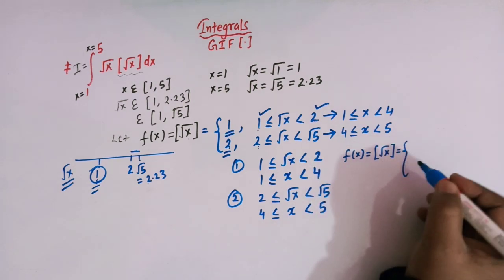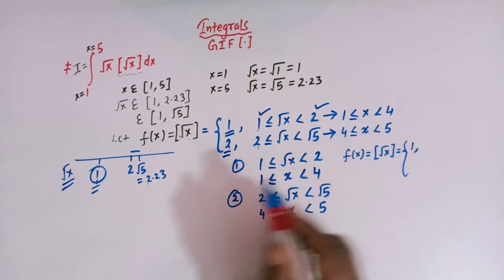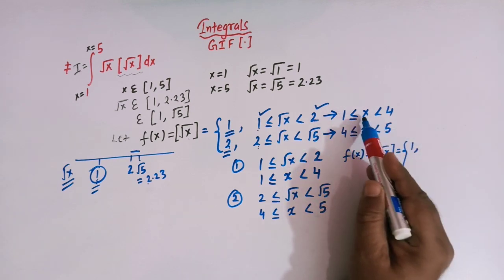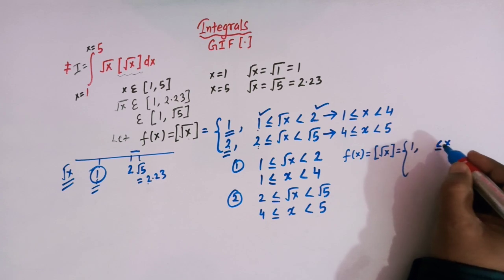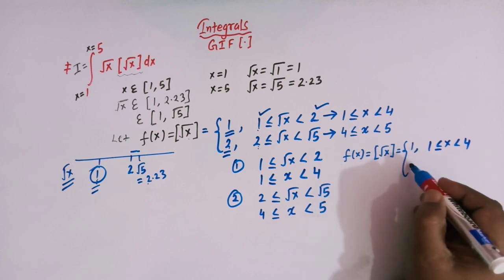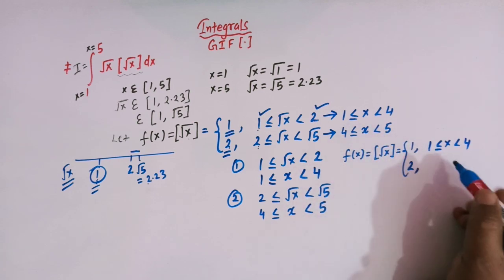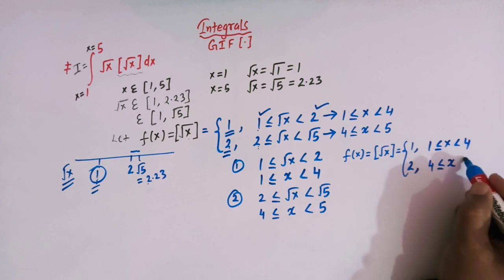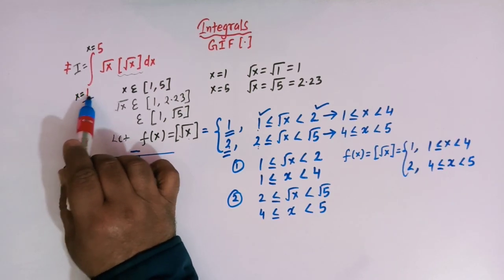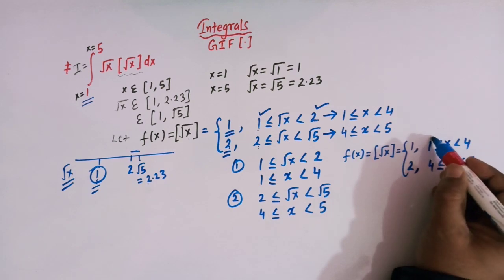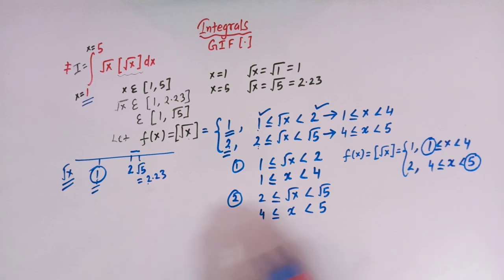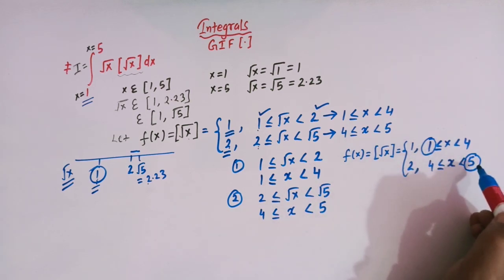So now we can write, here we have 1. The greatest integer of square root of x takes the value 1 when x lies between 1 and 4, right? And the greatest integer of root x takes the value 2 when x lies between 4 and 5, right? And see, in the original integral we have to integrate from 1 to 5, where the starting point is 1 and the end point is 5, right? So we have to integrate from 1 to 5.